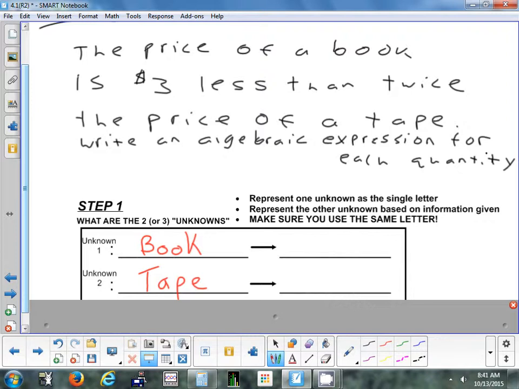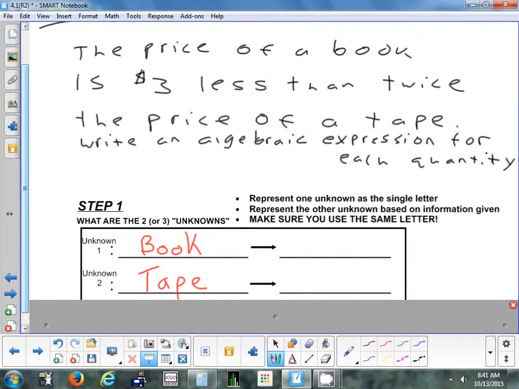Think about what we said in the last one. Dad, we talked about this on the last one, right? Which one's going to get the single variable? Tape. Why? Because it's at the end of the sentence, right? This doesn't matter. This is just telling me what to do. The first sentence is what I need, all right? And it says tape is the last thing mentioned. Tape goes as your second unknown.